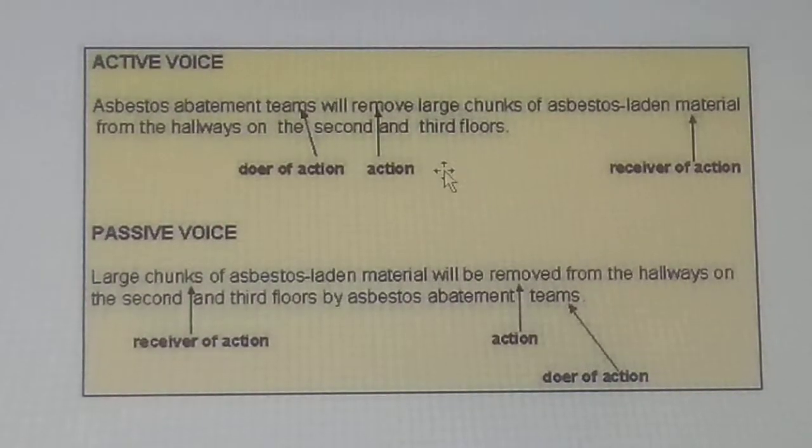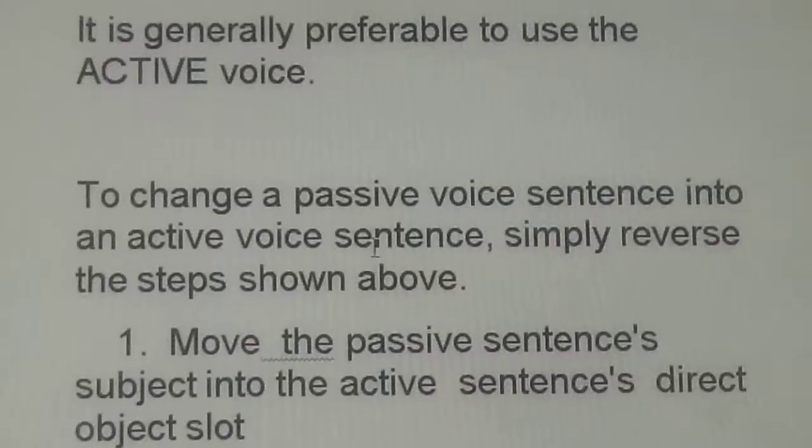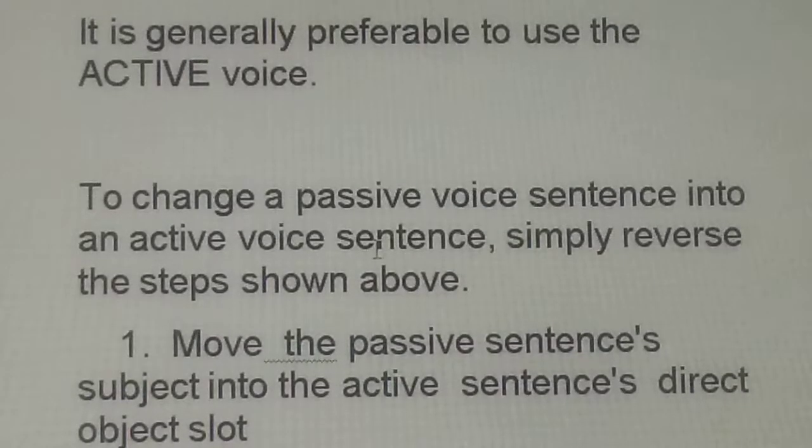Asbestos abatement teams will remove large chunks of asbestos-laden material from the hallways on the second and third floors. Who's the doer of the action? The team, abatement team. Okay, what's the action that is being done? Removing it. Remove. Who's the receiver of the action? Material. Now, passive. Large chunks of asbestos-laden material will be removed from the hallways on the second and third floors by the abatement teams. The doer of the action comes later in the sentence. So it is passive voice. It is generally preferable to use the active voice.